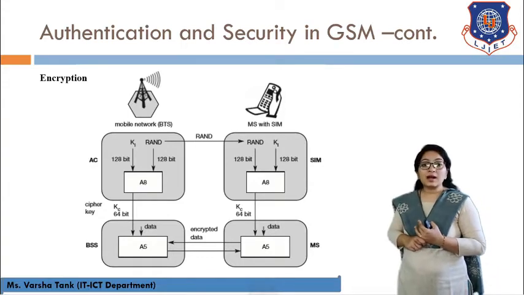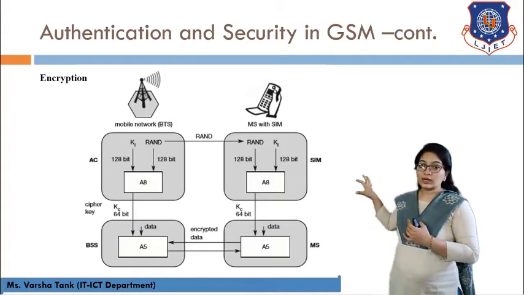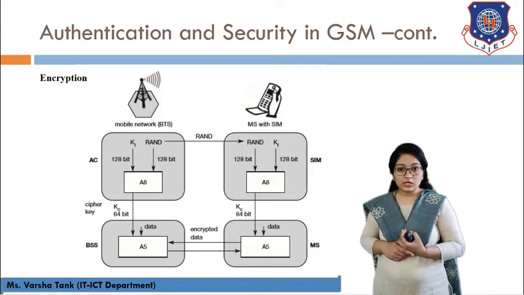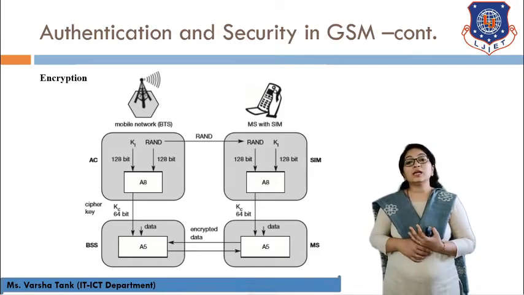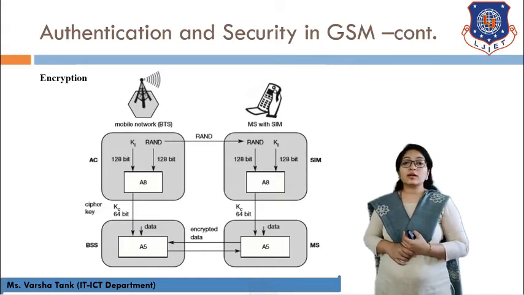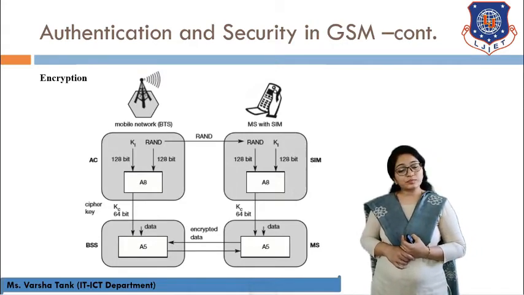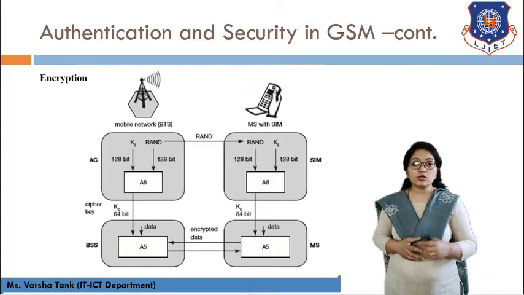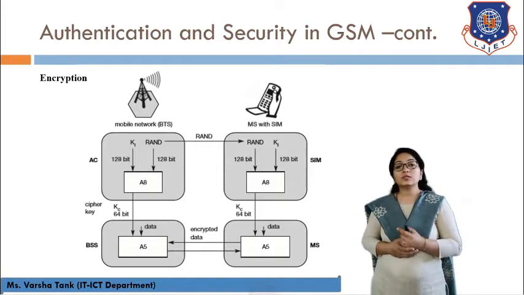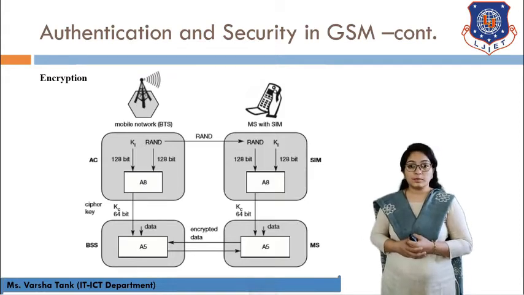Same way at the SIM card side, the SIM card will generate this cipher key using the random number provided by the authentication center, and the 128-bit key that is stored in the SIM card. So again it will generate the 64-bit cipher key. Both the keys are the same because we are using the same random number. Now this key will be used for encryption and decryption purposes.